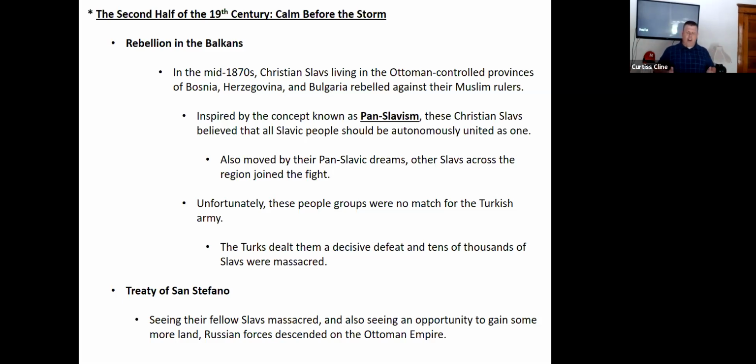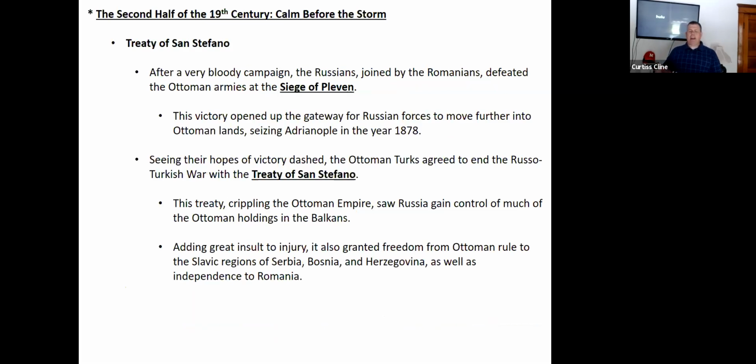Now, seeing their fellow Slavs massacred and also seeing an opportunity to gain some more land, Russian forces descended on the Ottoman Empire. And after a very bloody campaign, the Russians, joined by the Romanians, defeated the Ottoman armies at the Siege of Pleven. This victory opened up the gateway for Russian forces to move further into Ottoman lands, seizing Adrianople in the year 1878.